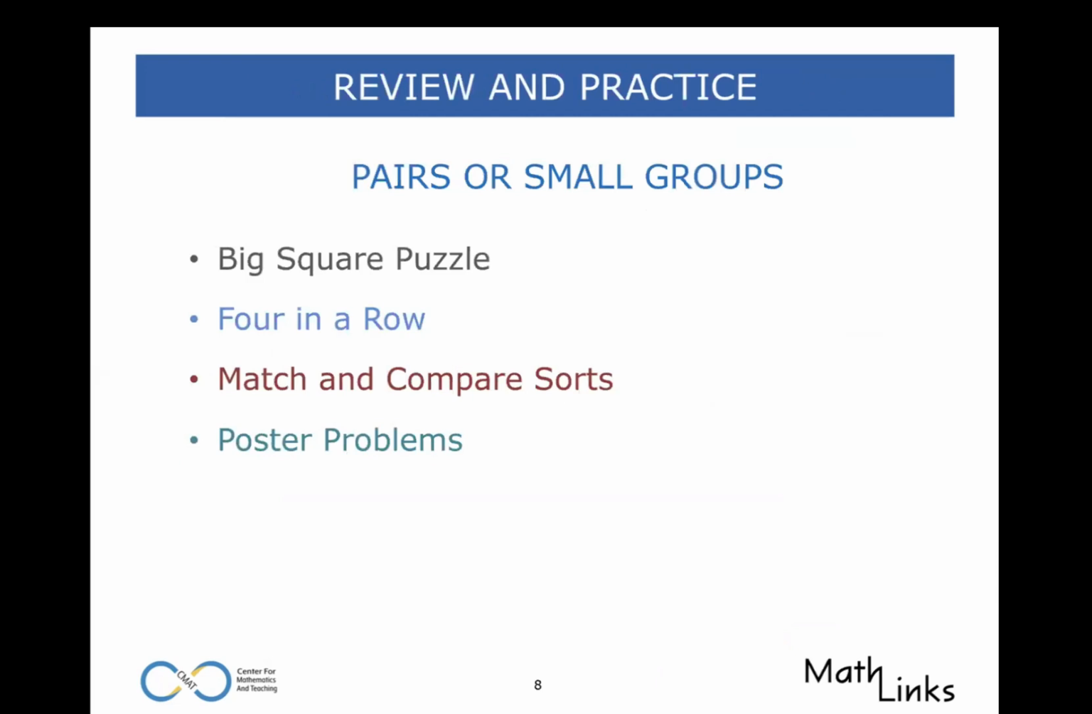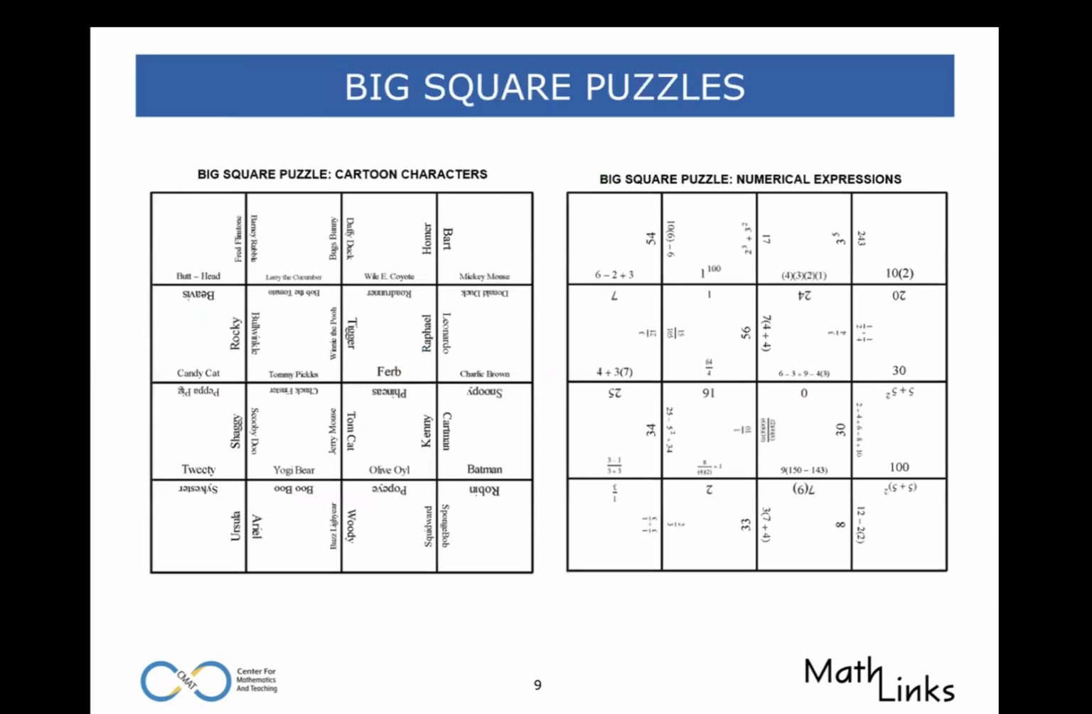Let's start with the set of activity routines designed for pairs or small groups. Whole class sharing or debriefing is one way to enhance these activities. Big square puzzles are straightforward. Teachers give students cut-up pieces, and they reassemble matching sides to make squares that look like these. In the example on the left, students match cartoon characters, like Charlie Brown to Snoopy. For the one on the right, they match equivalent numerical expressions, like 10 times 2 equals 20.